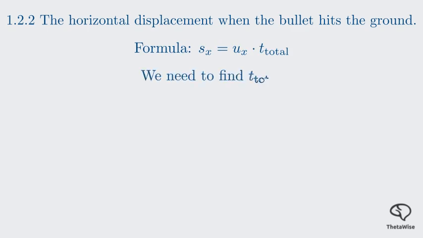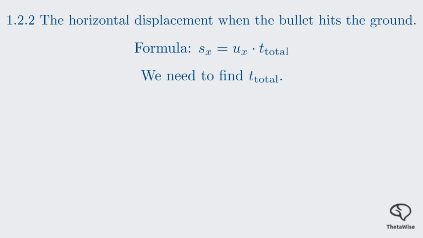Now for the final part of question 1.2. We need to find the horizontal displacement when the bullet hits the ground. To find the horizontal displacement, we need two things: the horizontal velocity and the total time the bullet spends in the air. The relevant equation is horizontal distance equals horizontal velocity times time. The horizontal velocity, ux, we already know: 346.4 meters per second. It remains constant because there is no acceleration in the horizontal direction. So our task is to find the total time of flight, t total.